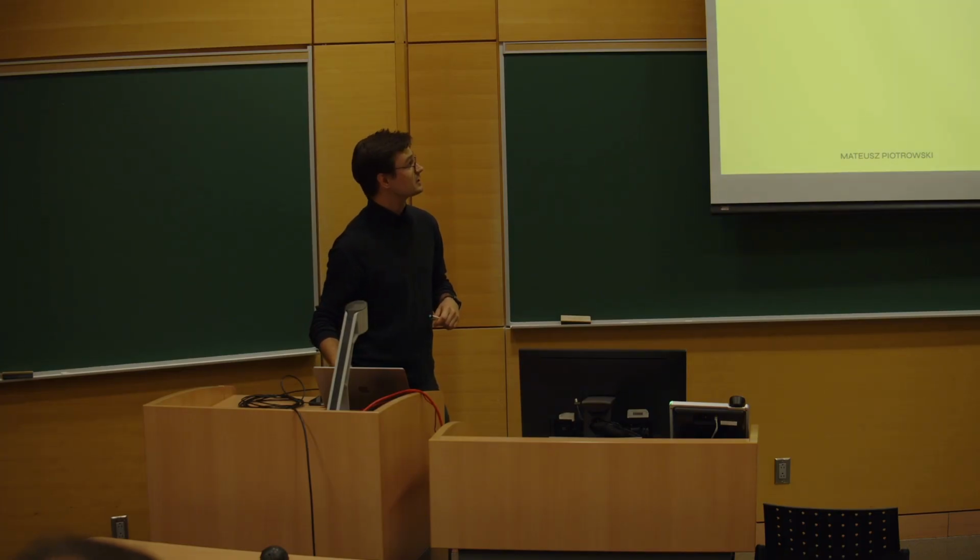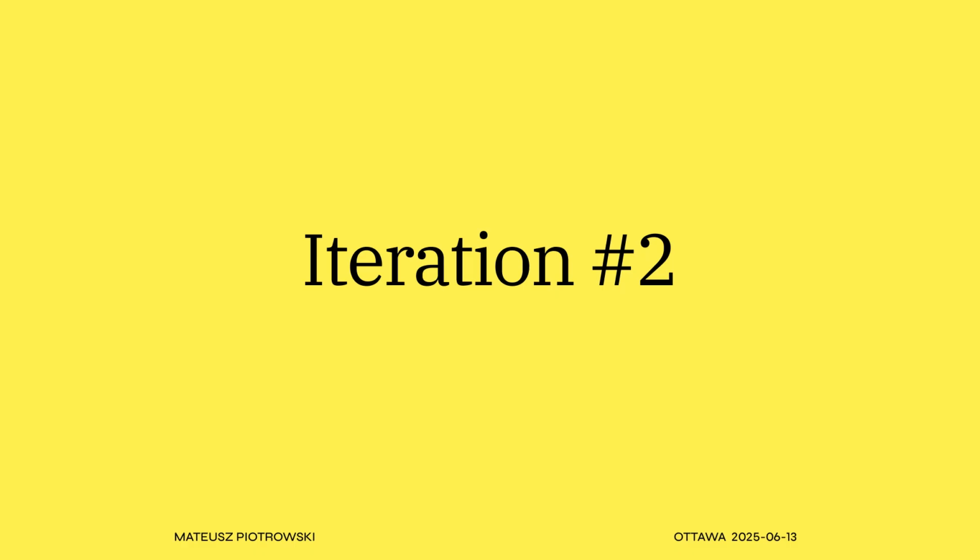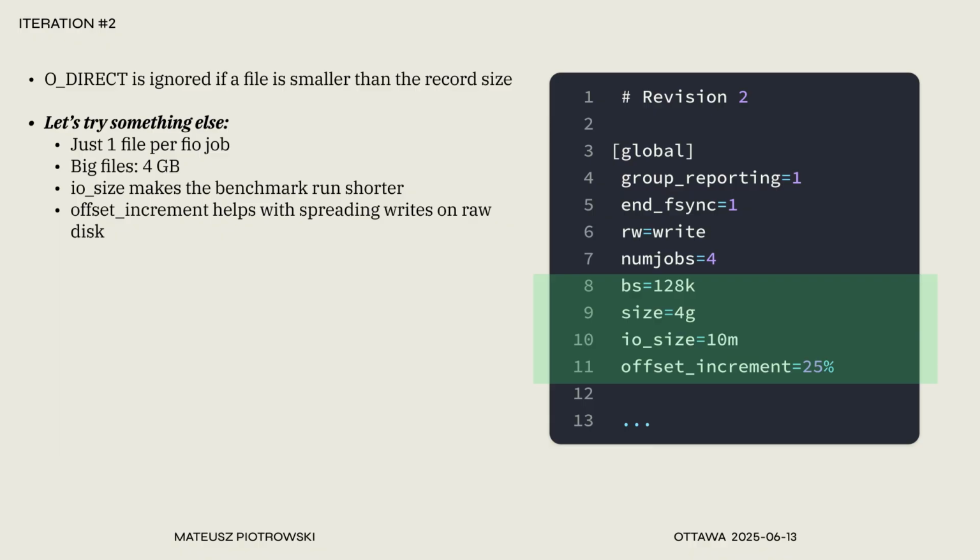So let's fix that. Iteration number 2. It turns out that direct I/O is ignored if a file is smaller than the record size. So we had very small files, 128K. Our record size of the pool was 1 meg. So in order to avoid read-modify-write cycles, which decrease the performance significantly, the consensus in the development community was that if someone requests direct I/O for small files, let's let them through the ARC. It's going to be a better call, and that's how it works.